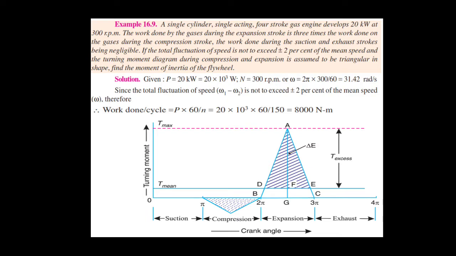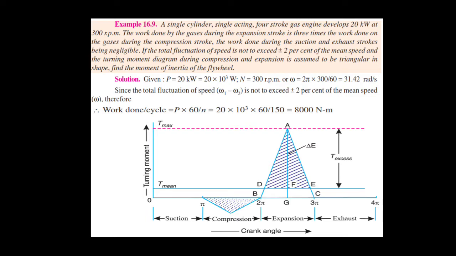Cs is given, so we try to find the value of I equal to m k squared. Here m is unknown, and k is not given. So the final value is the moment of inertia. We try to find ΔE equal to I ω squared Cs. I is the unknown in this problem, so we try to find the value of ΔE.